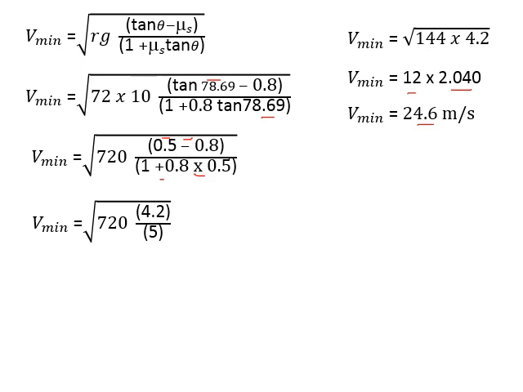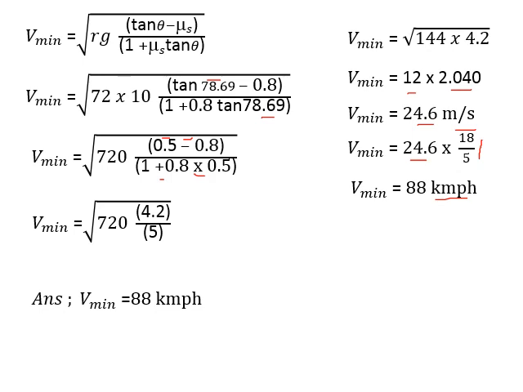This is in meter per second. You can even find this in kilometer per hour. I think we already discussed this value. So what is this? It is 88 kilometer per hour. Clear? So this is the answer. First answer: minimum speed is 88 kilometer per hour.